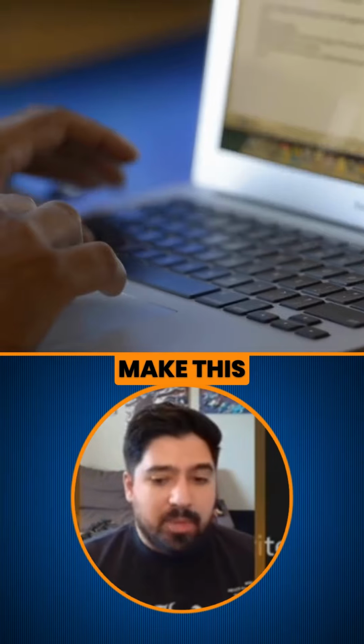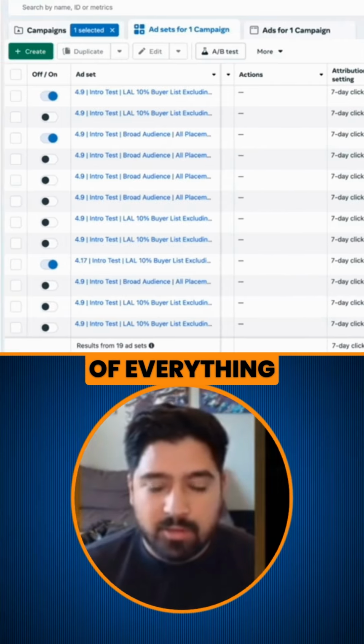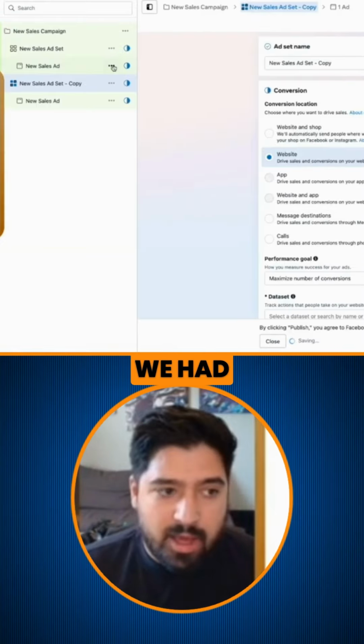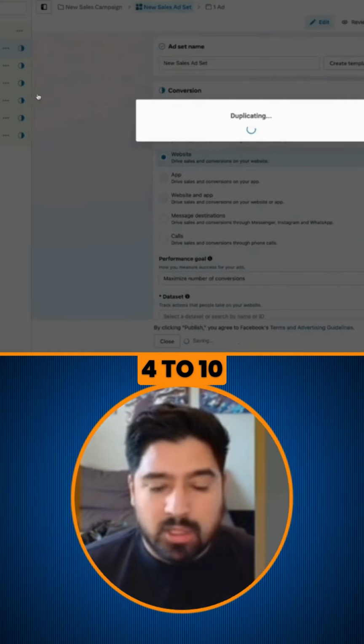I see a lot of people make this mistake. They think it's very obvious. It just helps you kind of keep track of everything. How I would actually end up setting this up is I would take the core winner that we had tested, and I would start with probably testing at least 4 to 10 different intros.